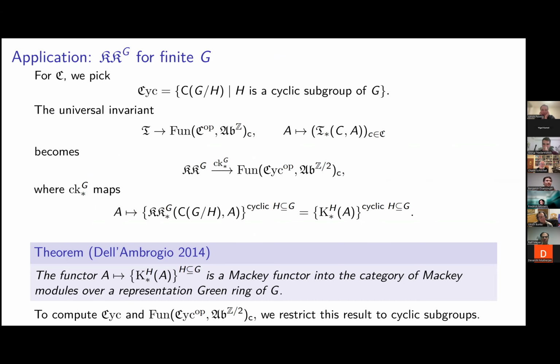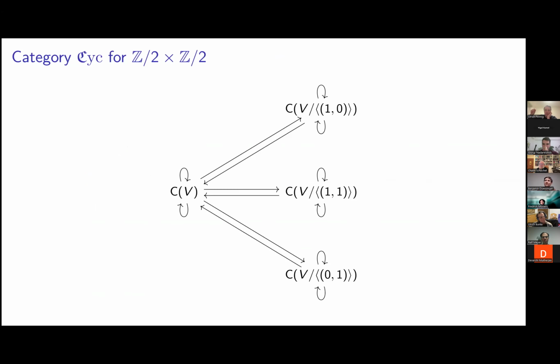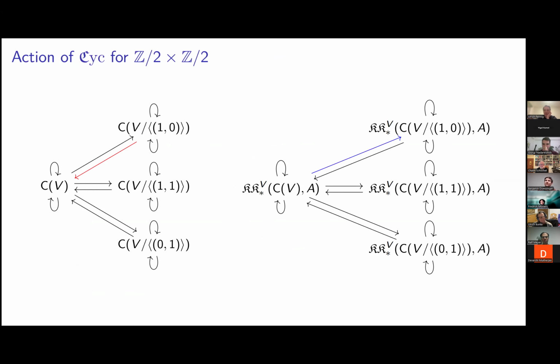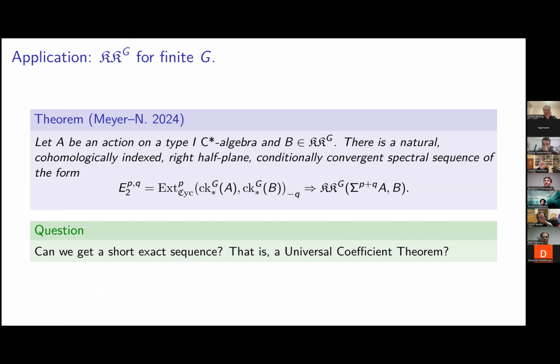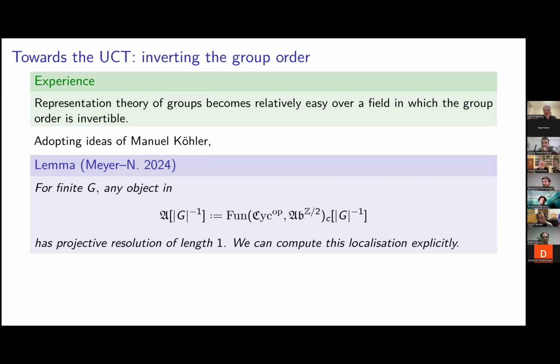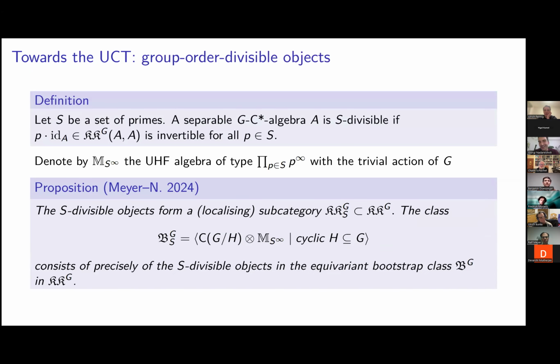I just wanted to ask, so your S-divisibility condition, is that the same as the fact that it tensorially absorbs this UHF algebra? Yes, that is in the article. So it's a KK equivalence. A would be divisible, you mean in this sense, if it is KK equivalent to A tensored with M_S infinity, yes. A tensored with M_S infinity will be KK equivalent to A if A was S-divisible, yes. Okay, thanks. It's proven in the article, you can check it out.